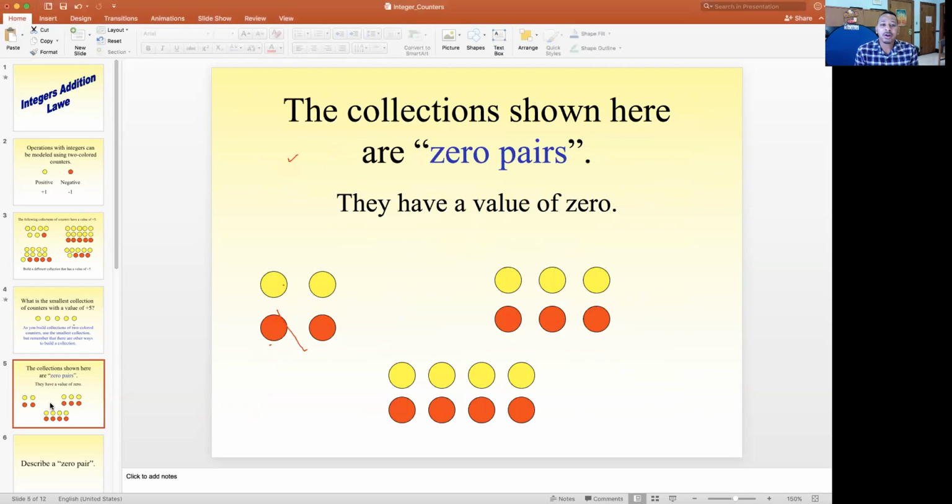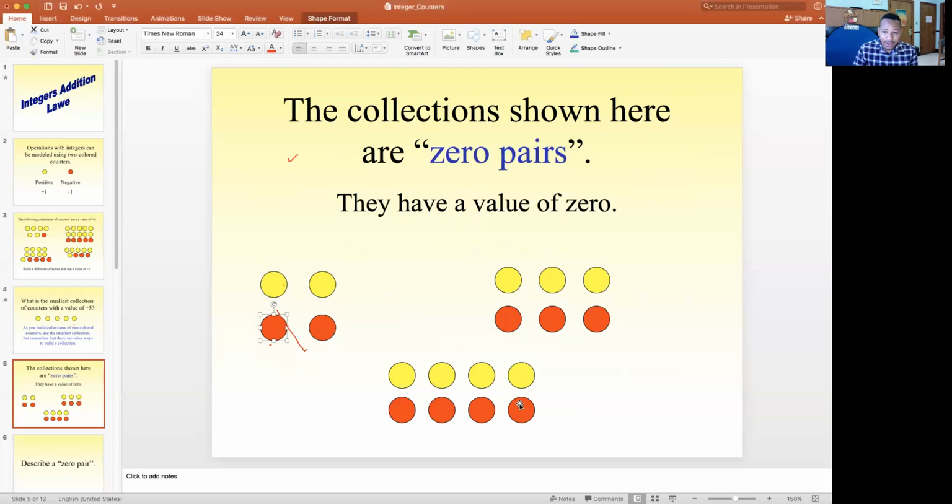The collections shown here are 0 pairs. Remember earlier I talked about this idea of 0 pairs, right? A positive and a negative sum to 0. And so here, if you have 2 yellows and 2 reds, they're going to cancel each other out, so they're summing to 0. Here we have 3 yellows and 3 reds. They sum to 0. 4 yellows and 4 reds also sum to 0.